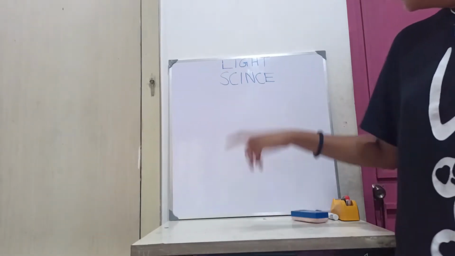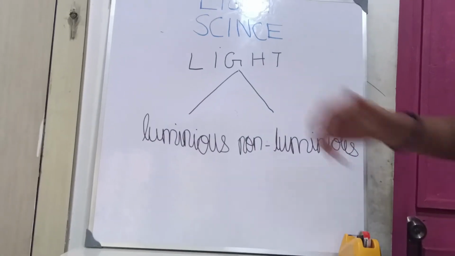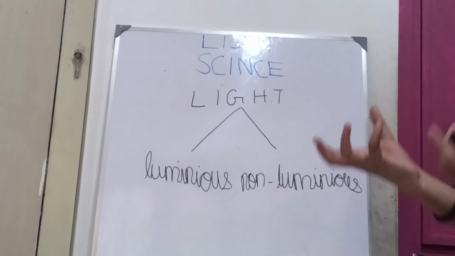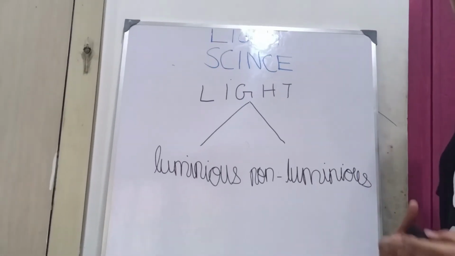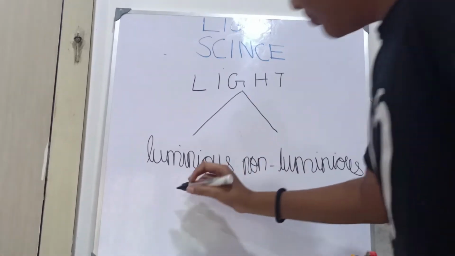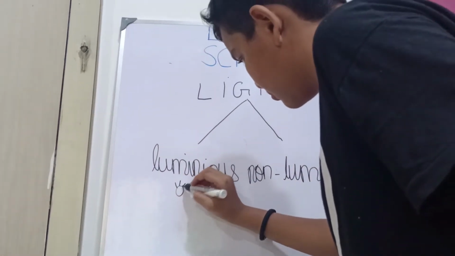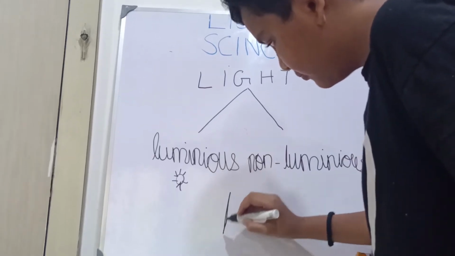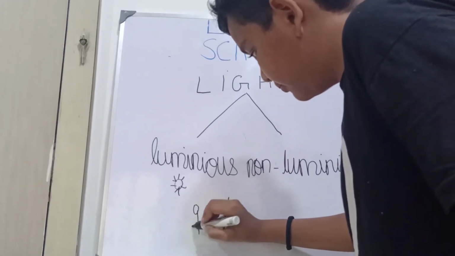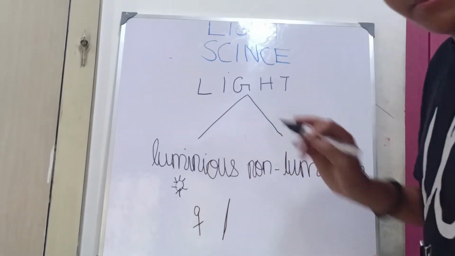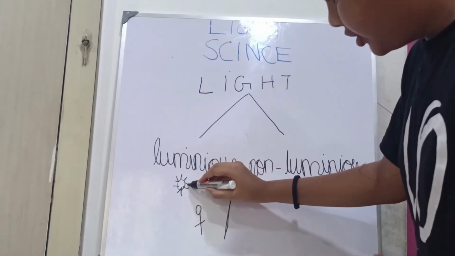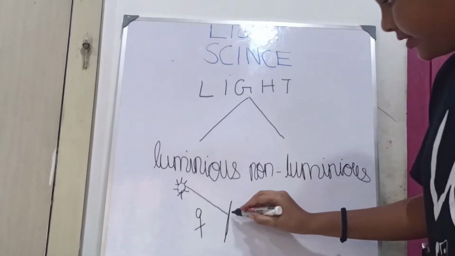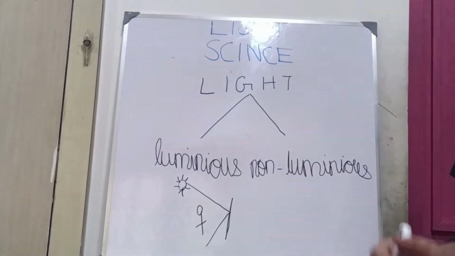So you see luminous and non-luminous. As I told you before, luminous objects emit light, and non-luminous objects do not. If you see, this is the sun, and this is the mirror, and you're standing here. The sun is a luminous object whose light falls on the mirror, the light strikes it and we see it. So this is how it happens.